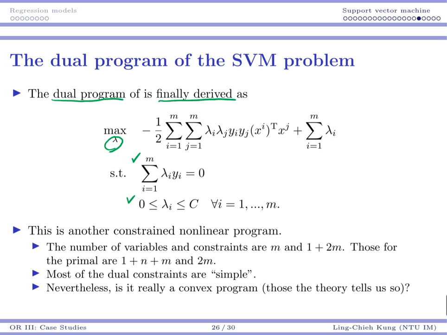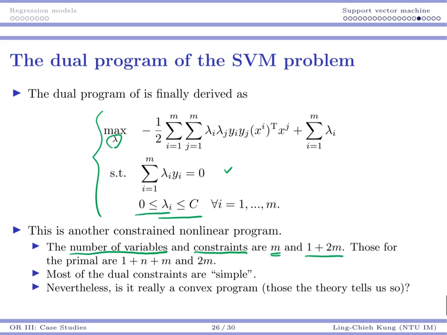So your primal program is a constrained nonlinear program. Your dual program is also a constrained nonlinear program. Why does the dual program seem to be easier to solve? I don't have a way to prove it here, but you may take a look at the number of variables and constraints. For your dual program, you have lambda from 1 to m, so you have m variables. And you have one constraint here, m constraints here, and m constraints here. So you have 1 plus 2m constraints.